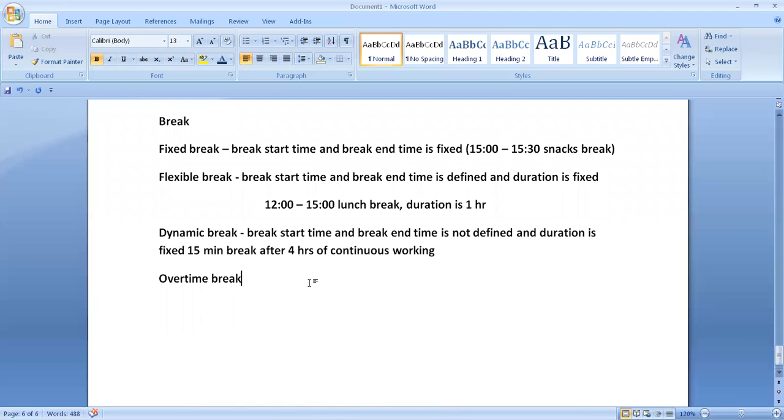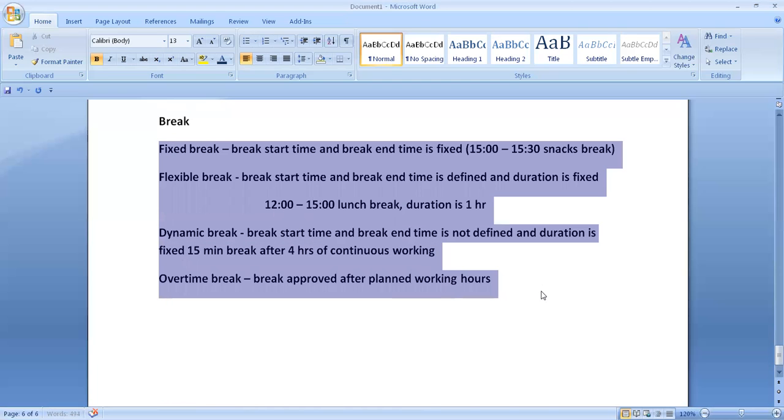Then you have overtime break, OT break. This is the break approved after the planned working hours, during overtime. Anywhere in the world, only these 4 types of breaks are available to you. You can maintain that.